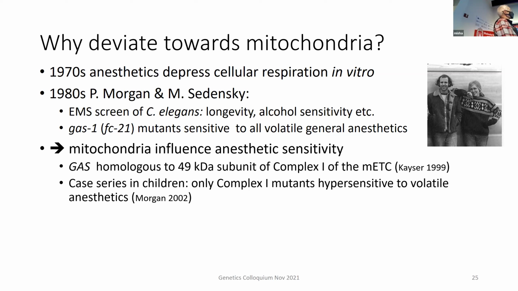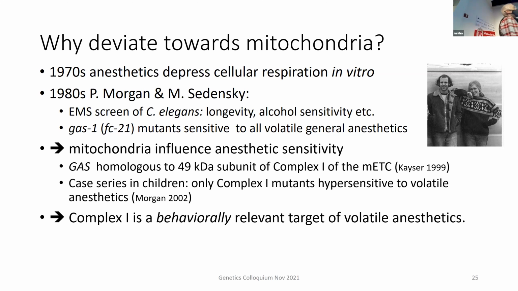And then once Phil Morgan started looking at it and got really interested, he published a case series of children, which all had some kind of mitochondrial mutation. They are all very symptomatic. Most of them are very sick, and most of them come for a muscle biopsy in order to make a genetic diagnosis of what they have. And only the kids that had a mutation in complex 1 were hypersensitive to anesthetics. So the conclusion was that complex 1 is a behaviorally relevant target, because we have a change in behavior in mutants.